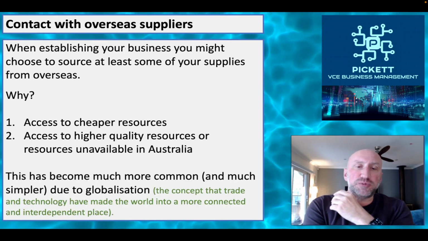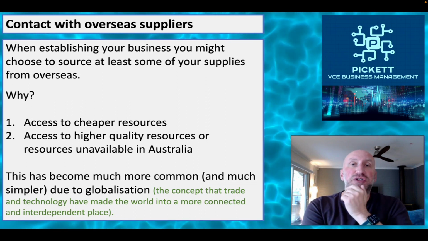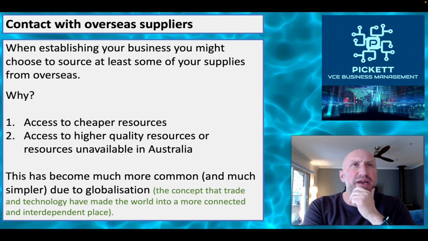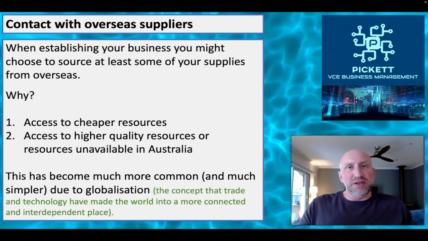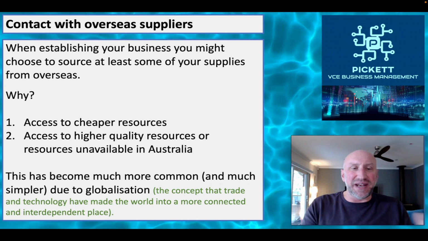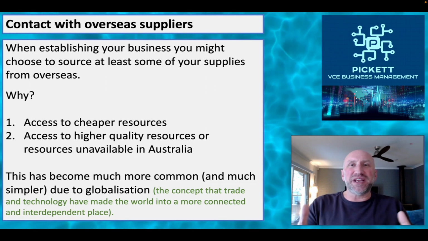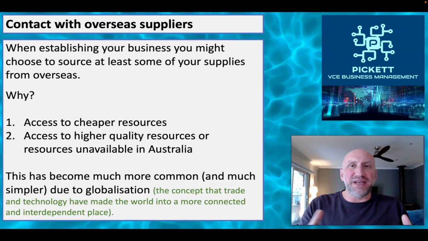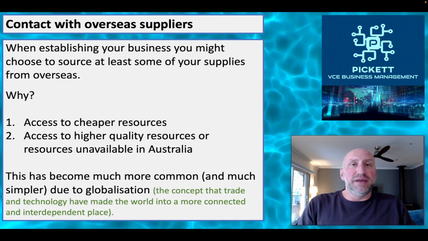This has become much, much more common and also much simpler to do, to be fair, due to globalization. Okay, globalization, I'm not sure if that's a term we came across in Unit 1 or not, but globalization is this idea that trade and technology has made the world a much more connected, interconnected, and interdependent place. We now trade on a global scale. If you go back 30, 40 years, there was much less globalization. And a lot of this is to do with technology.